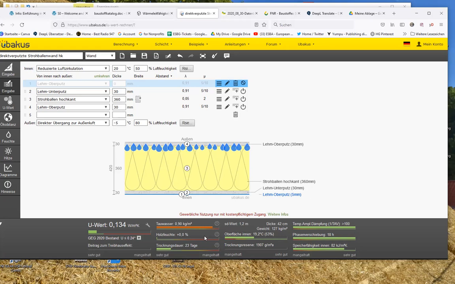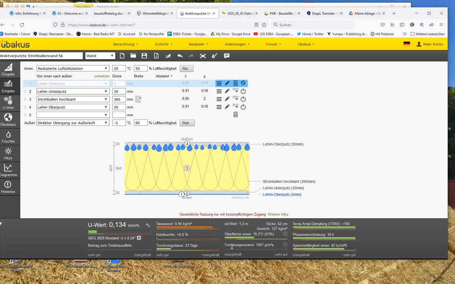Okay, thank you for this explanation. The next one is the humidity of the wood. It says here 0.0%. Can you interpret that? Isn't it because there is no wood modeled? Yes, you're right.